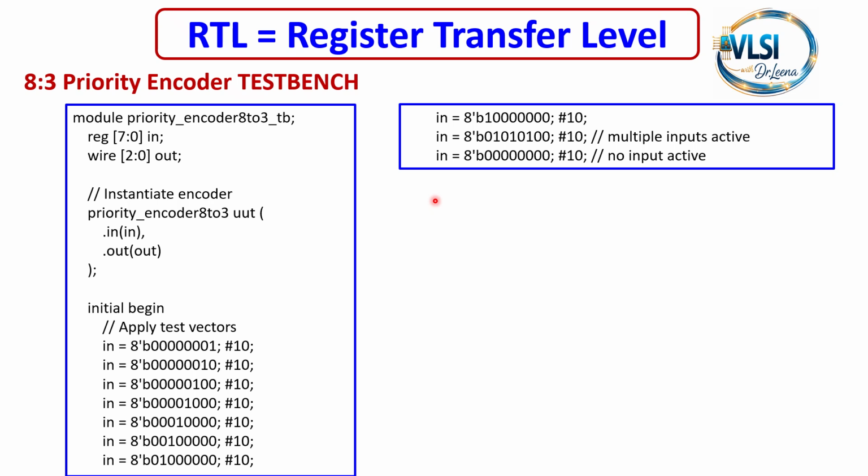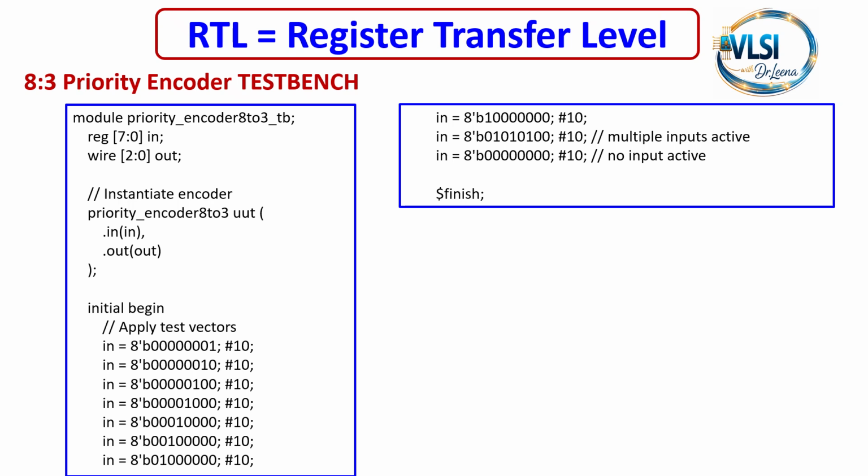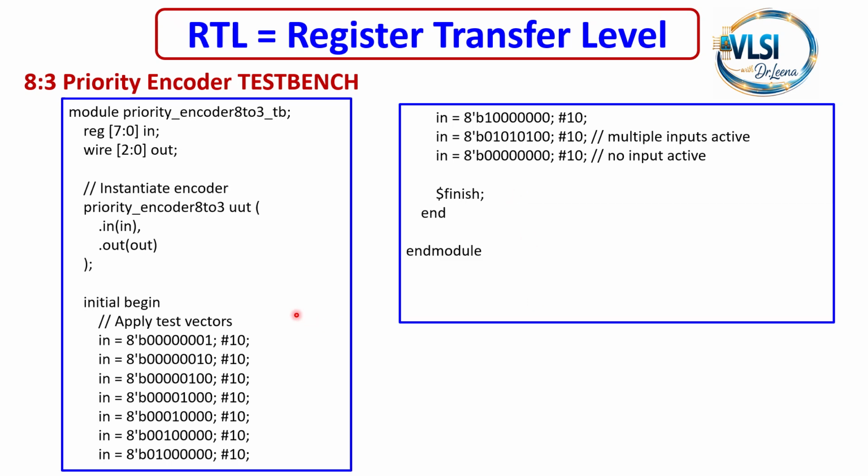And the next condition we are giving as 8-bit binary, everything 0. What this means is that all inputs are low. The output will remain the default 000, and then it waits for 10 time units, then it finishes the simulation and ends the test bench. So this is the test bench of the 8:3 priority encoder.